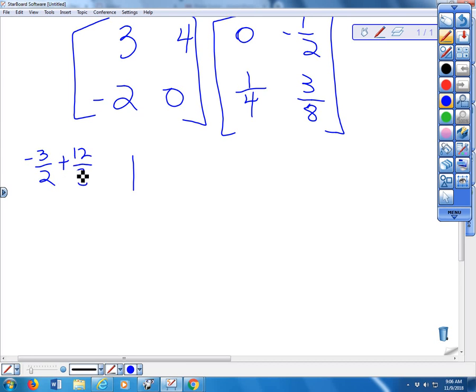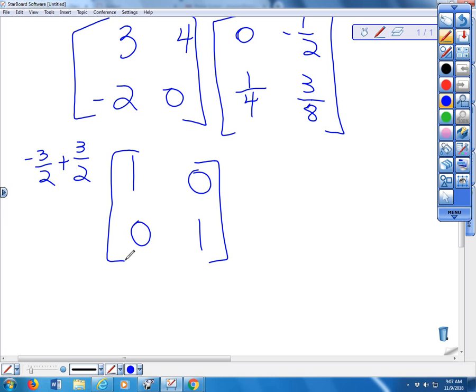What's 12 over 8 simplified? 4 goes into 12 3 times. 4 goes into 8 2 times. 3/2. Negative 3/2 plus 3/2? With me? Negative 2 times 0? 0 times 0? Negative 2 times negative 1/2? 1. 0 times 3/8? 0. 1 plus 0? Sure enough, I multiply those together, I got the identity matrix.